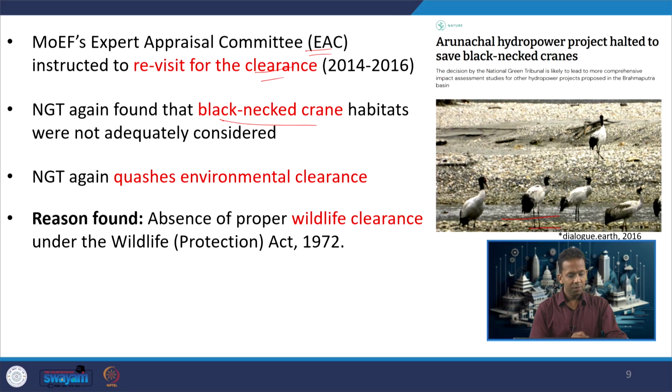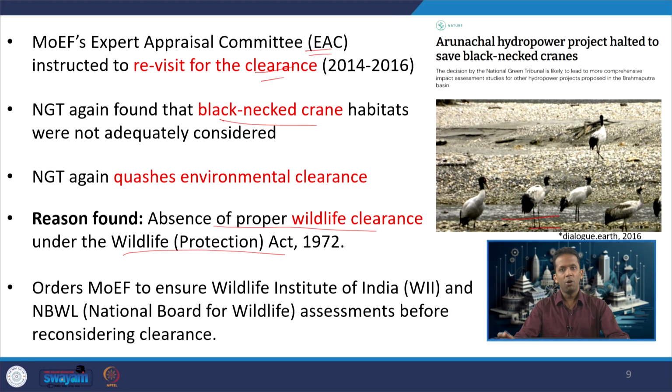The reason found was the absence of proper wildlife clearance under the Wildlife Act, because when NGT makes any decision, there are 7 acts which come under its jurisdiction. Whenever any case comes to them and they see that an observation is related to one of those 7 acts, they check whether the proper clearance is obtained or not, or whether it is addressed or not. In this case the wildlife clearance was not there, and they quashed the environmental clearance for the second time.